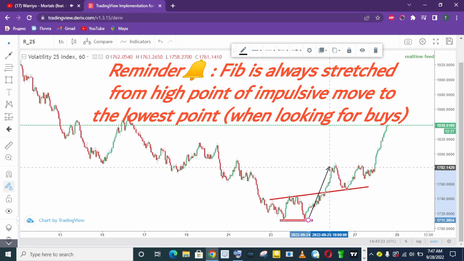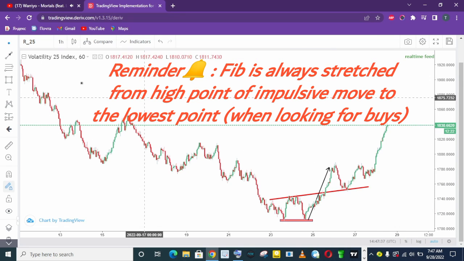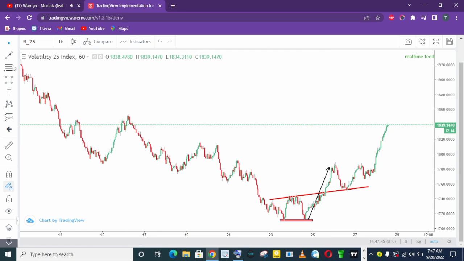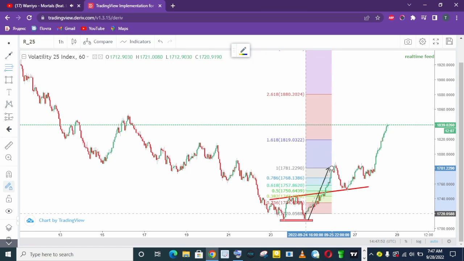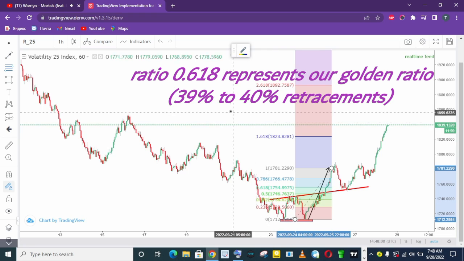Therefore, when attaching the Fib retracement ratios, we just connect the highest point of the impulsive move to the lowest point of the impulsive move. So let me do it like this here. I touch the highest point of my impulsive move, just like this. Then I stretch it to the lowest point of that structure, which was this double bottom, as you can see here. So I've done that, guys.